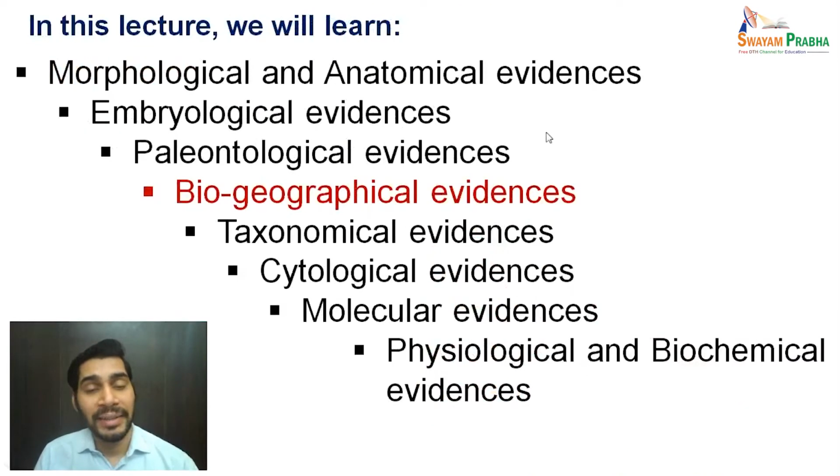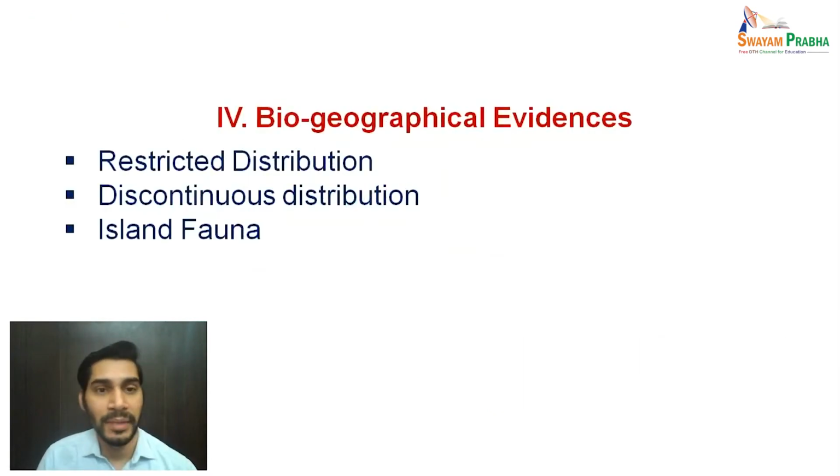Moving ahead, let's discuss the evidences which are coming from biogeography. Here we will discuss the phenomenon of restricted distribution of organisms. There is something called discontinuous distribution as well, and then the island fauna.